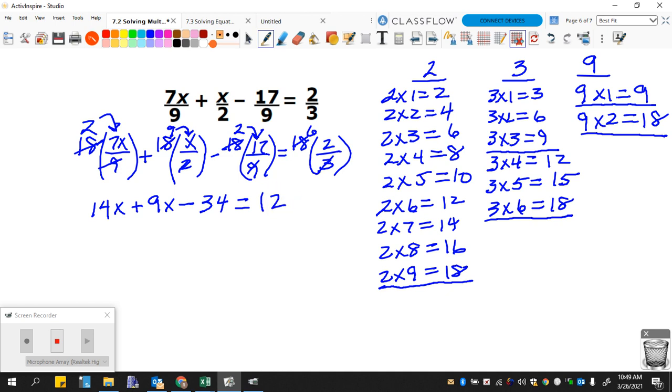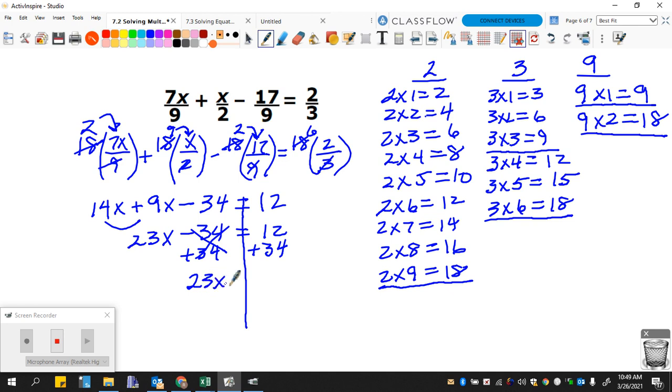All right. So now that we're there, we collect our like terms, draw our equal sign, collect our like terms. 14 and 9 is 23x minus 34 is equal to 12. Add the 34 because we're subtracting originally. And we end up with 23x is equal to 46. Then we divide by 23. And we notice that 23 goes into 46 2 times. So x is equal to 2.